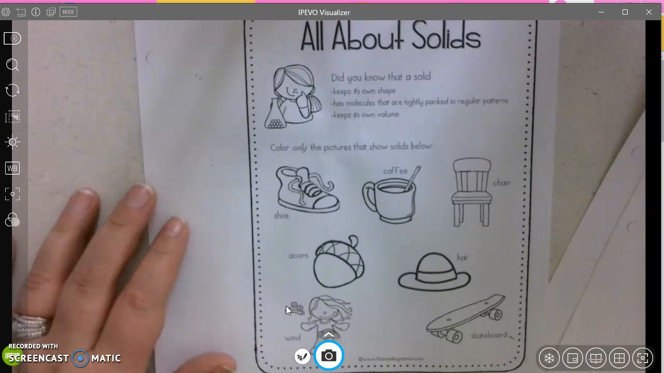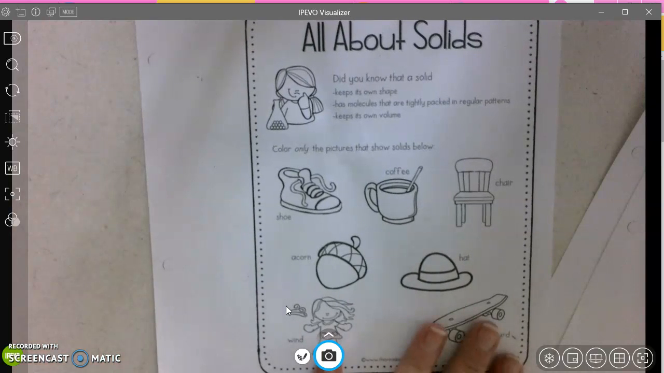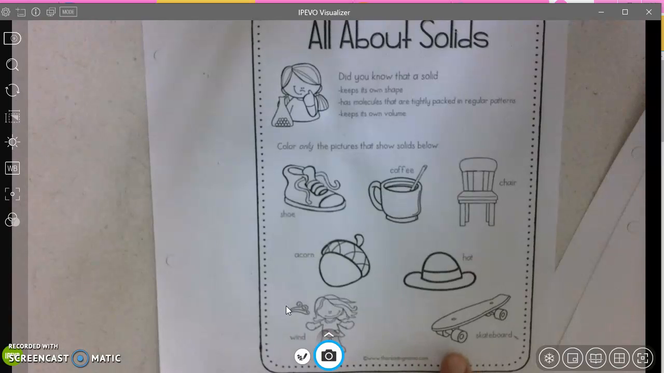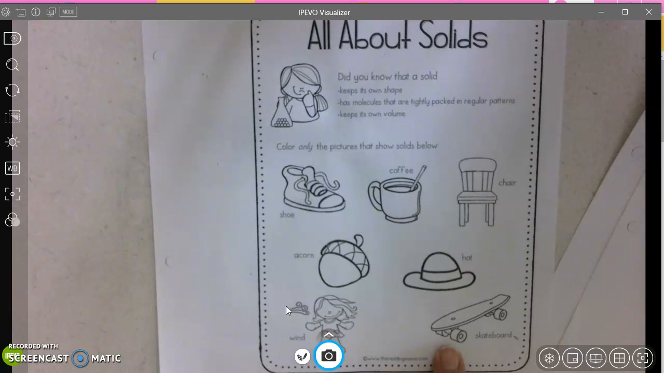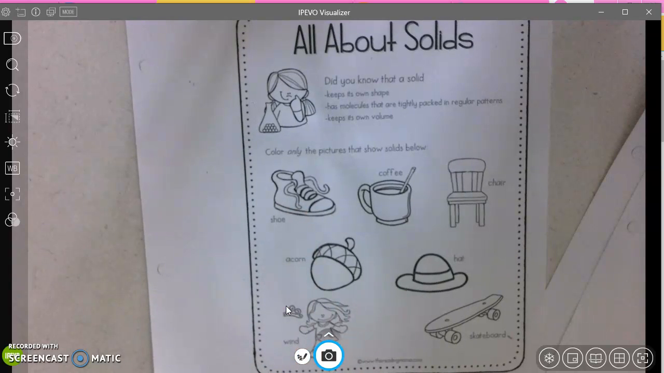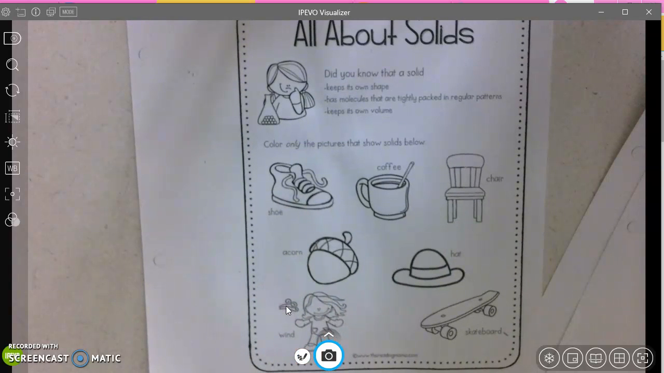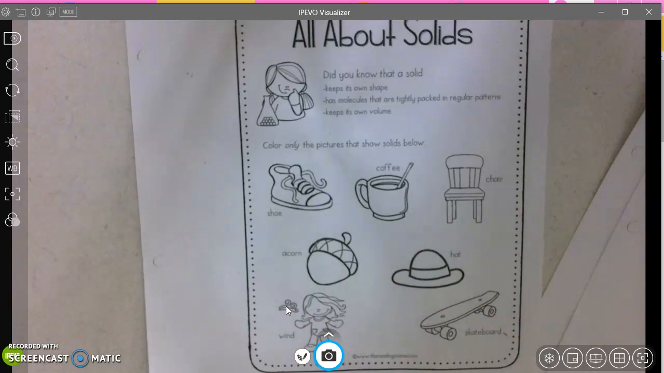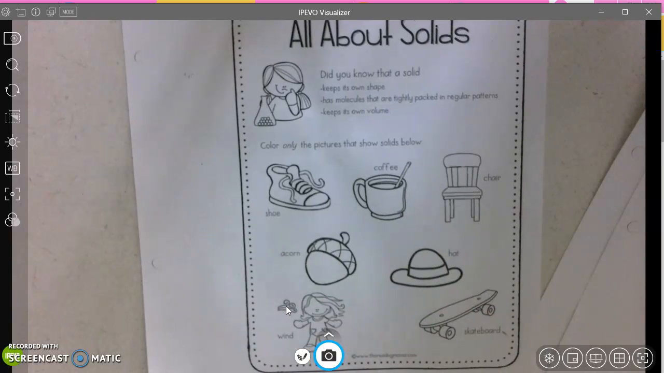I know that you don't have your page, so I'm going to hold off on this and we'll come back to this next week after you get your page. But real quick, we'll talk about it. I'm going to pause. I want you to pause on the video so you can see this and take a look and see which ones you think are the solids. Which ones are the solids?